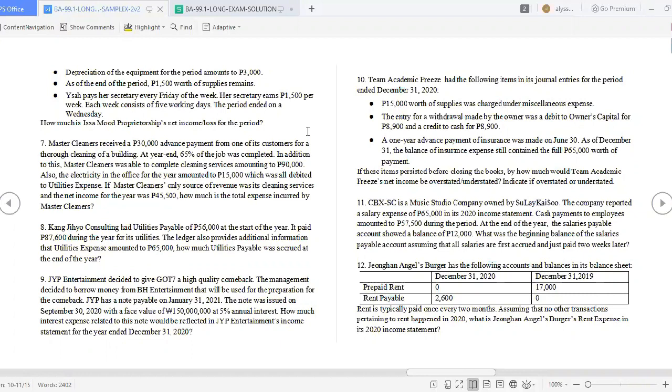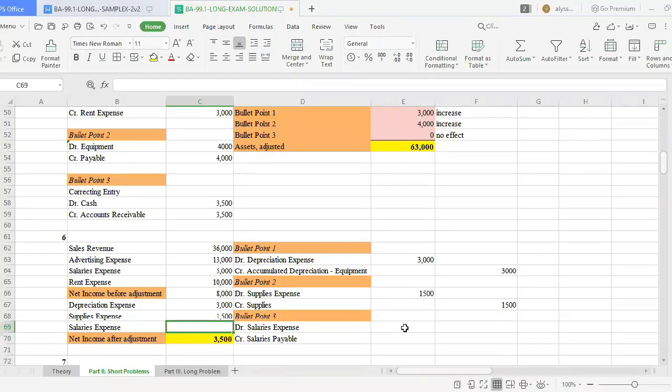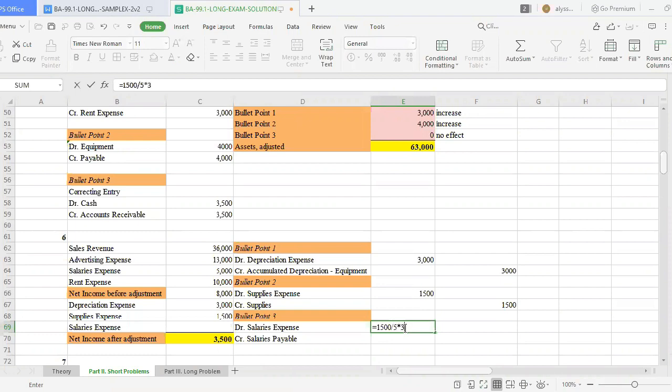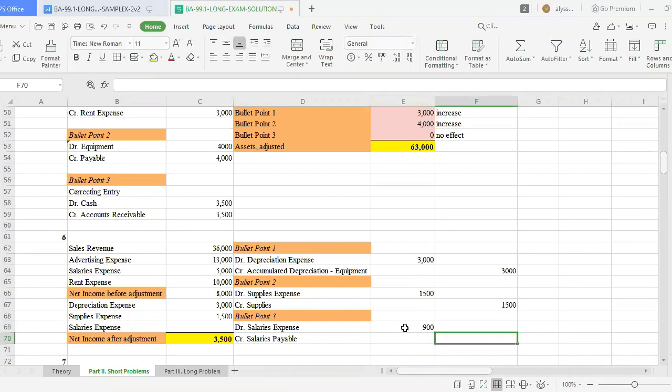With 300 per day, the week ended on Wednesday, but Isa is paid Friday, so the secretary was able to work from Monday, Tuesday until Wednesday, so that's 3 times 300. So that's 1,500 divided by 5 days times 3, because the secretary was able to work for 3 days, so that's 900. So that's an additional 900.